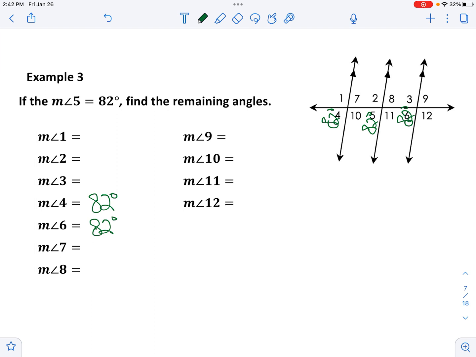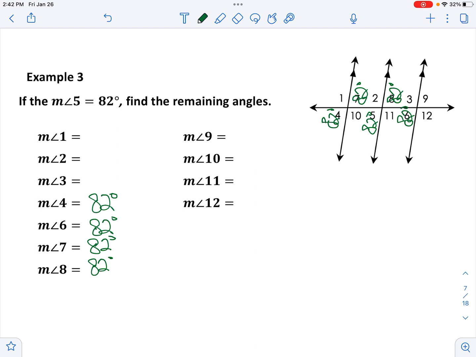All right, now, what else can we do? Well, we know that 7 is 82 because it's an alternate interior angle, and that means 8 is also alternate interior to angle 6. So we have angle 7 and angle 8 are also 82 degrees. Okay.